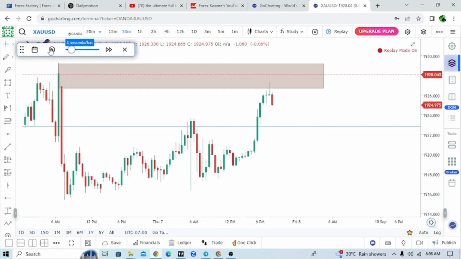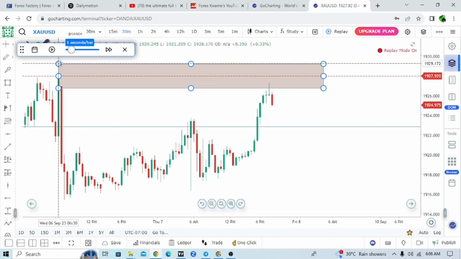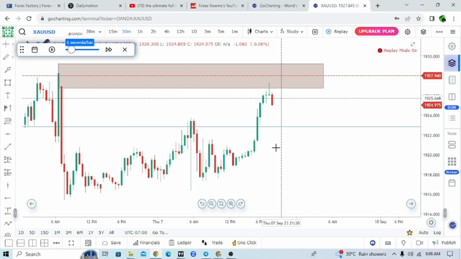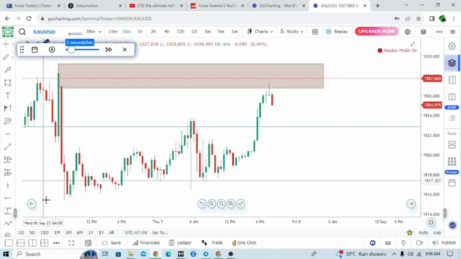So price just tapped into our zone, guys, and price has given us a rejection, and is also giving us a confirmation right now. So we are going to take this trade, guys. This is a very interesting setup, okay.